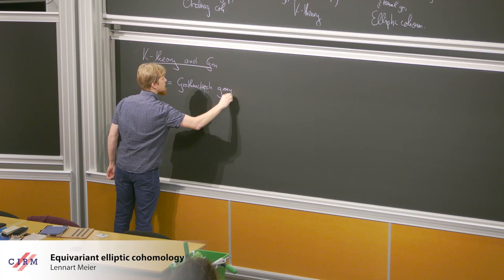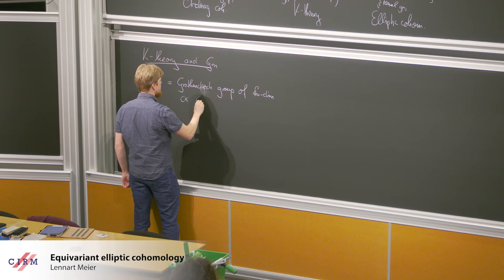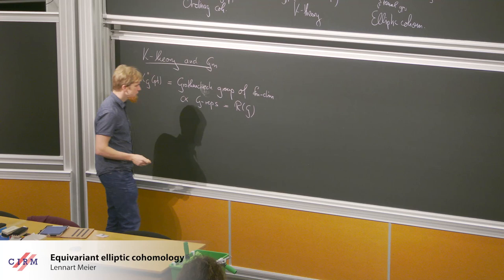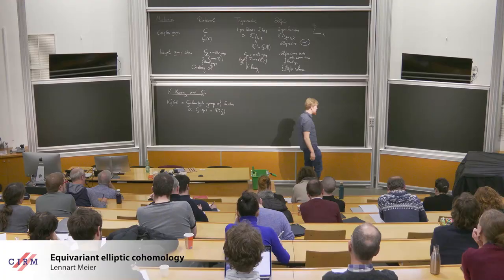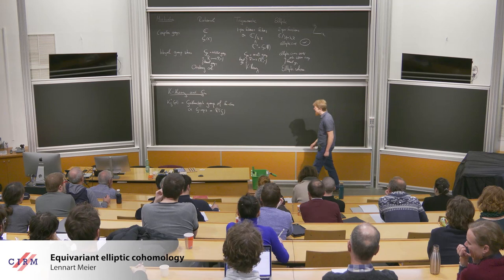Finite dimensional complex G representations, which is often denoted by R of G. Okay. So as this is a conference not only on chromatic homotopy theory and K theory, but also on functors, I should tell you what the functoriality in G is.